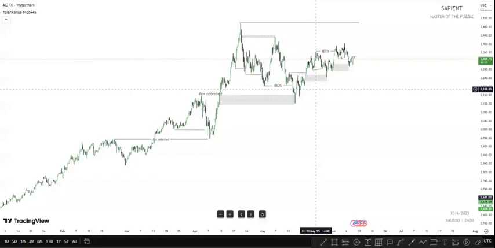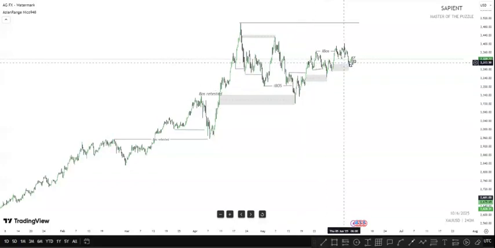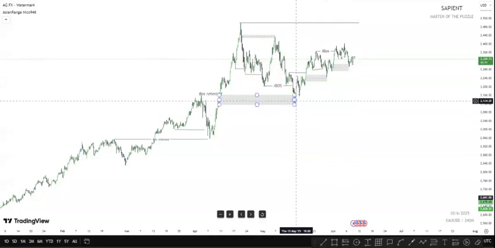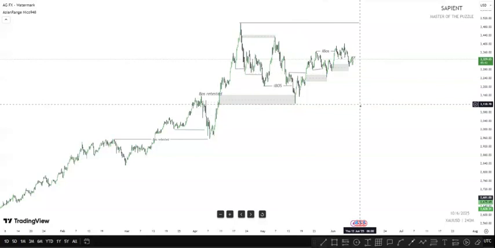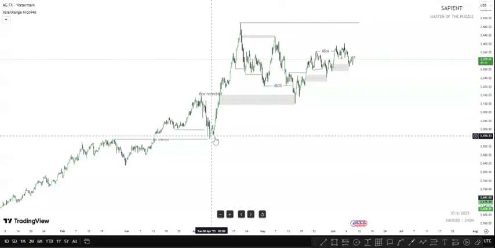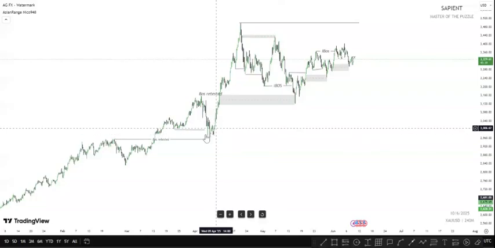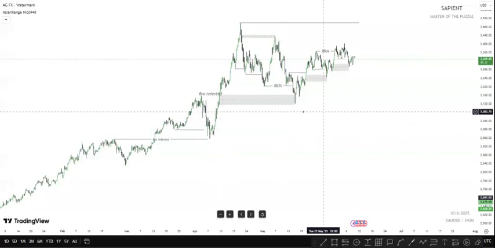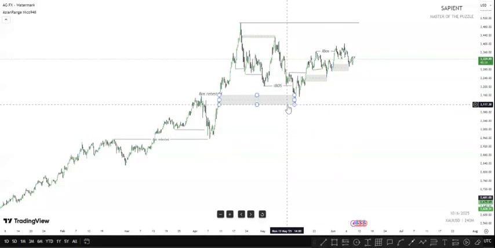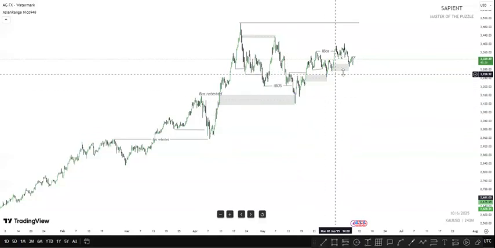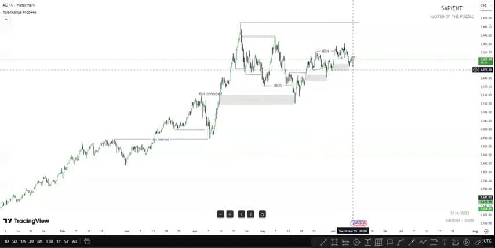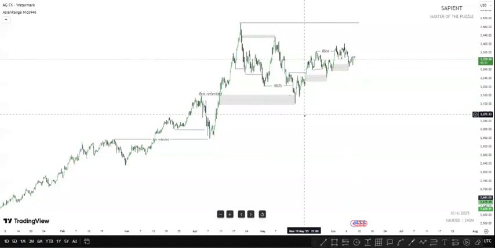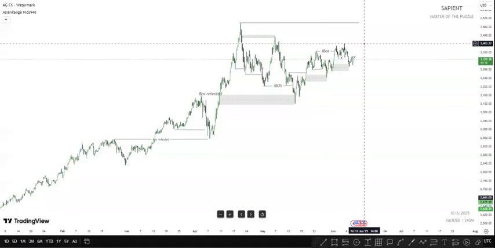So I will not even be surprised if price breaks this level right here, all these lows as liquidity, and still comes down. But as long as we don't break this low right here, I might still be looking for buys because price might just take out liquidities, because there are a bunch of liquidities around this level. So price might just come to sweep all of them and still continue its move up.